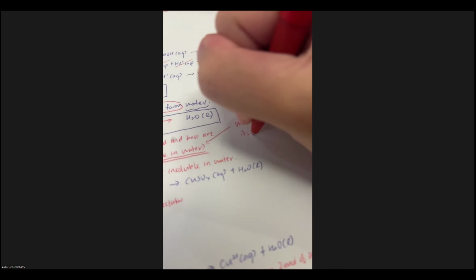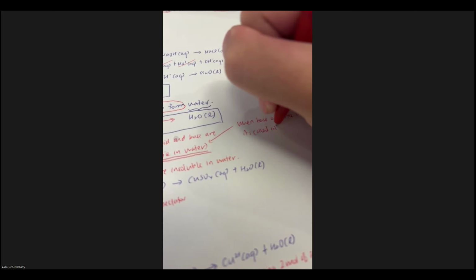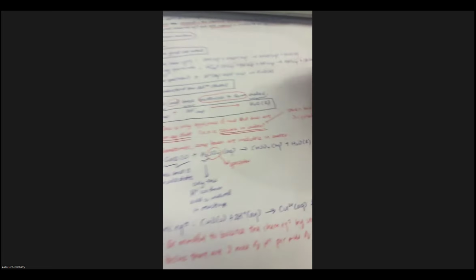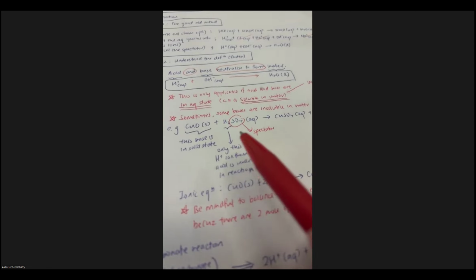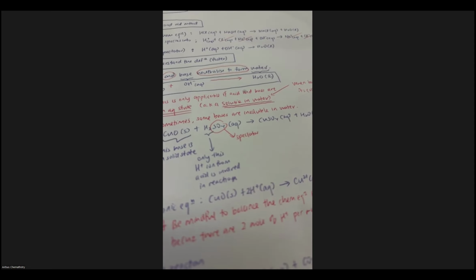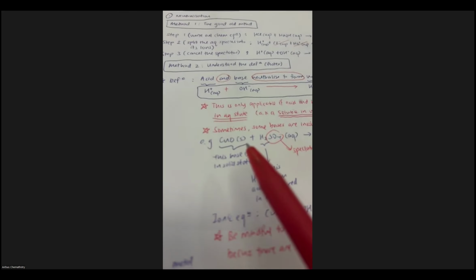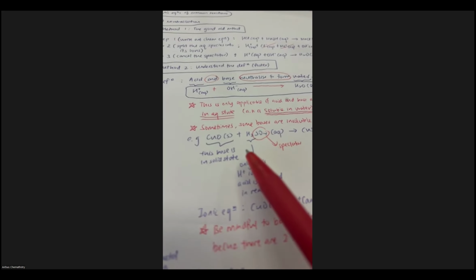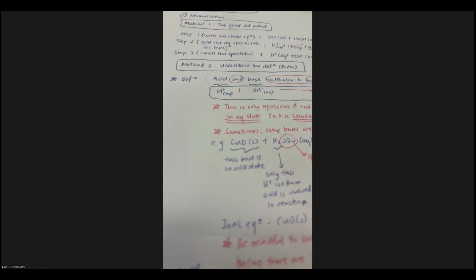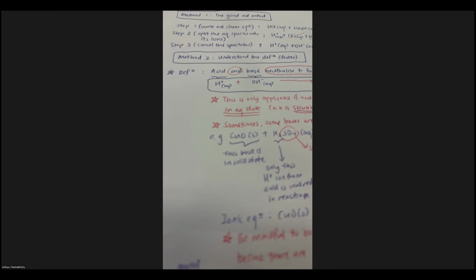it's called alkaline, right? Now, but sometimes some bases are insoluble in water, right? Like for instance, metal oxides. Most of the metal oxides, especially CuO, are insoluble. It's in solid state because it's insoluble in water.